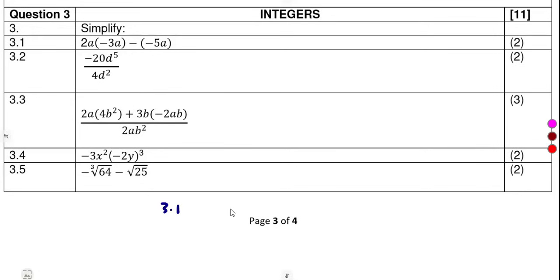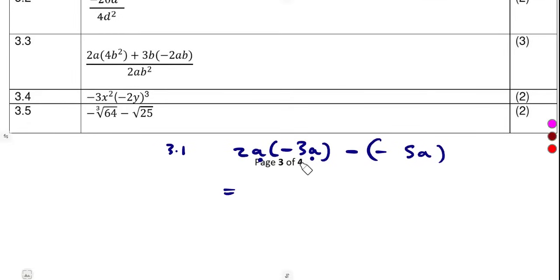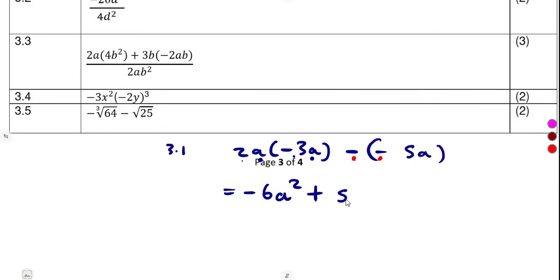3.1, we are given 2a into minus 3a minus 5a, like this. All right. So there is a product, guys, a and a. Yes, it's integers, but also laws of exponents must be used. So a times a is what? A squared. So it's going to be 2 times negative 3, which is negative 6a squared. Minus and a minus, remember, a negative and a negative gives a plus. So that was going to give us a plus 5a.